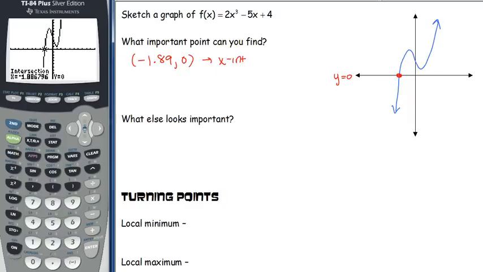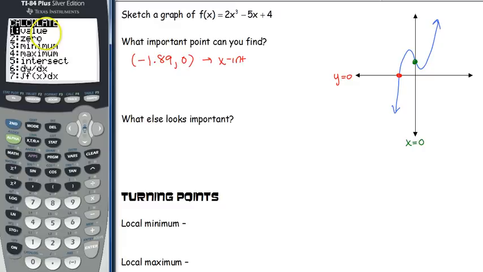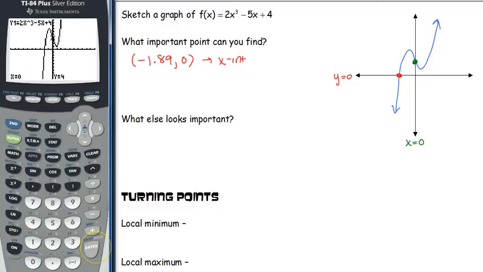Now another point that's important that we can find is our y-intercept. The y-axis is the equation x equals 0, a vertical line at 0. To find our y-intercept, we go to second trace. We want the value for when x is equal to 0. And we find that our y-intercept is at 0, 4.